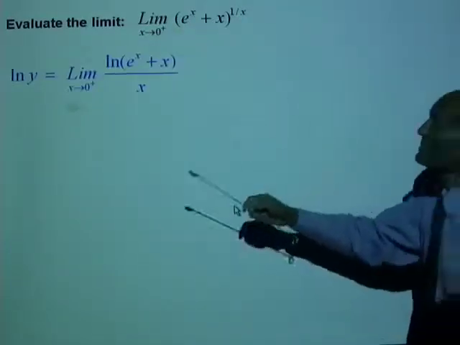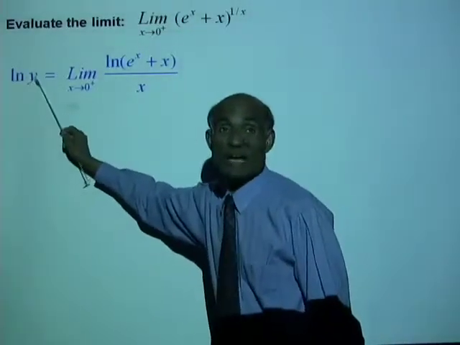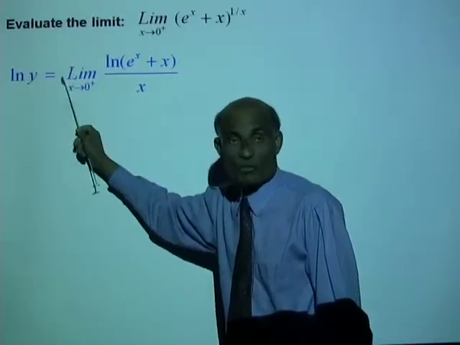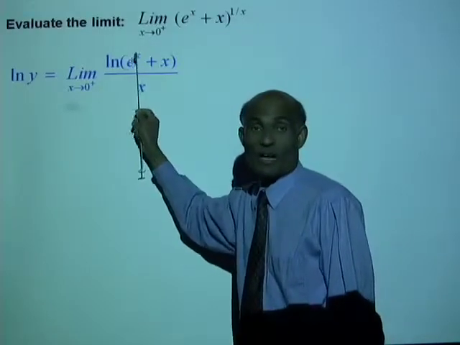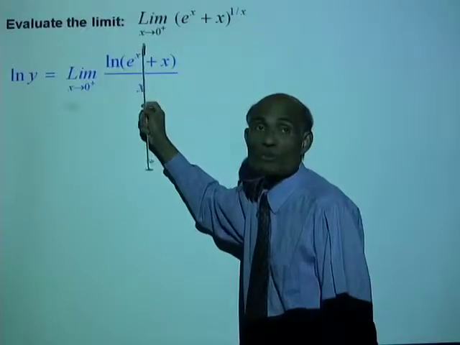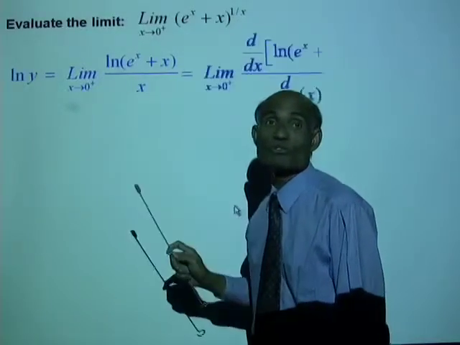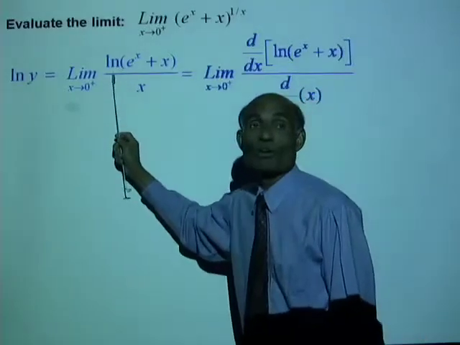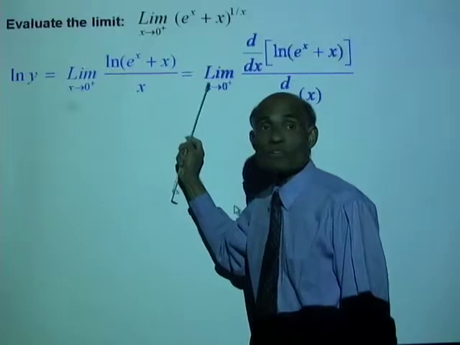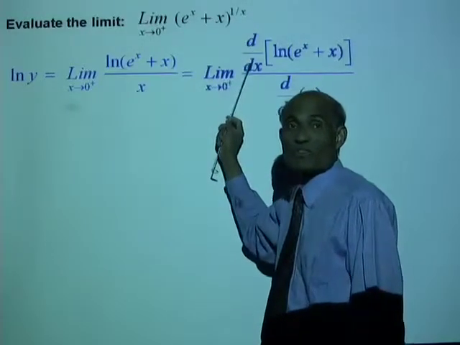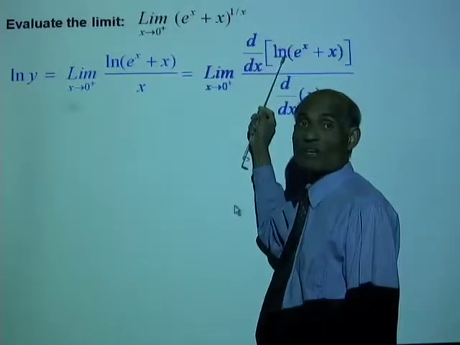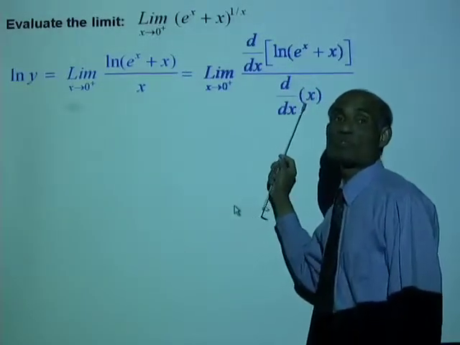And so, let's do that. Now, this is what we have. Our left-hand side is ln y. We are not going to touch it. We're going to leave it there. The right-hand side is this. And we just said when x is replaced by 0, this will be of the form 0 over 0. And therefore, we can use L'Hopital's rule. This will be the same as limit x approaches 0, the derivative with respect to x of ln of e to the power of x plus x, divided by derivative of x.